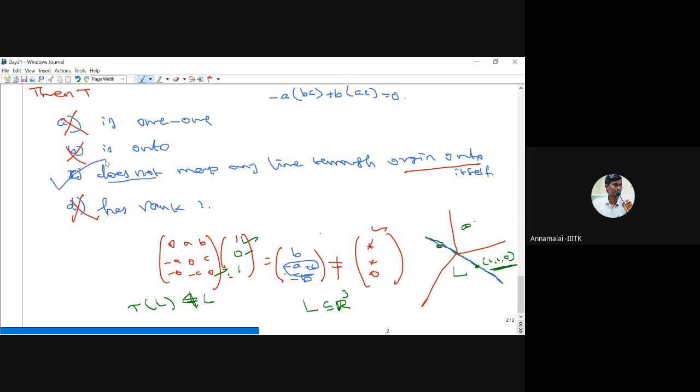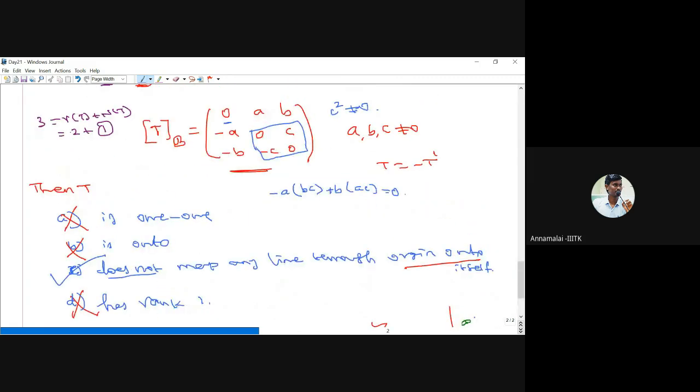So any doubt in this question? Anyway, we can omit all the other options. Therefore, this C is the only option. So we can choose it, but you should know why this answer is true. Because if you take any line passing through the origin, it does not map onto the same line. It maps somewhere else. Therefore, this is the answer. So any doubt, you just ask.